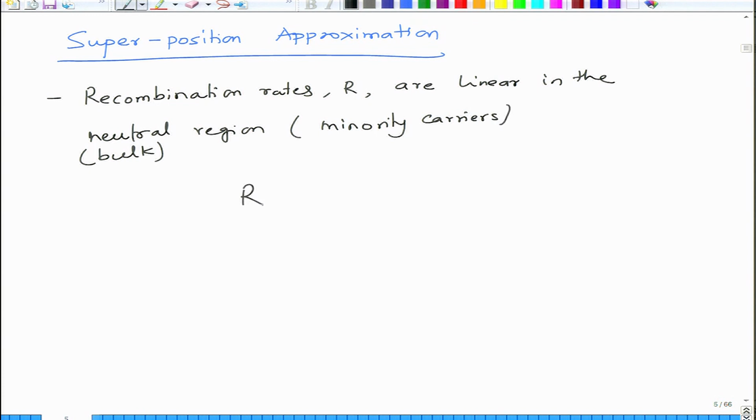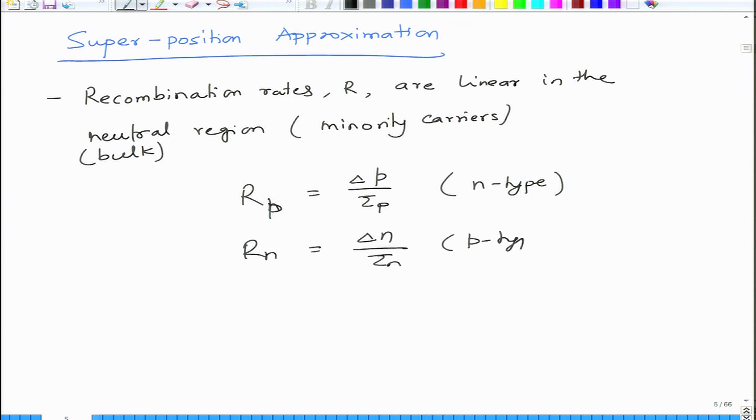So basically R of p is equal to delta p by tau p. This will be in n type. And Rn would be equal to delta n by tau n. This would be in p type. All right, this we have seen. So they are basically linear. They go as a linear function of delta p and delta n.